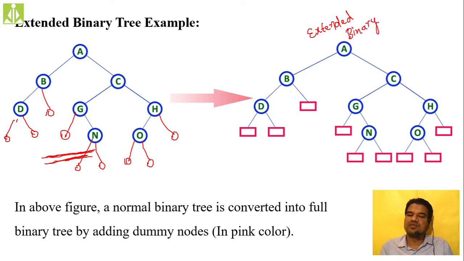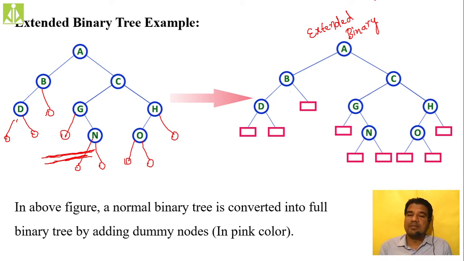We have only three different types of binary trees: strictly binary tree, complete binary tree, and extended binary tree. Strictly binary tree: all nodes in your binary tree must have exactly 2 or 0 children, then we call it a strictly binary tree. For a binary tree, the definition is that every node must have either 0, 1 or 2 children. Coming to strictly binary tree, every node must have only 2 or 0 children.